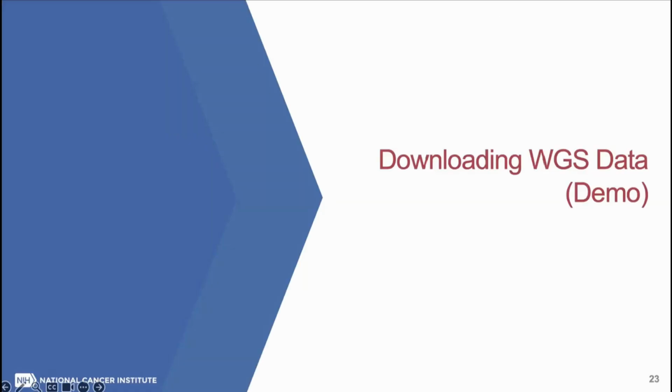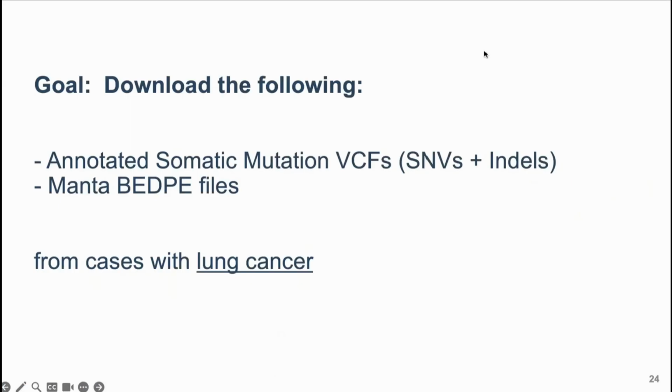Thanks, Inu. And now I'm going to give you a short demo on how to download this whole genome sequencing data. But before we actually get to the demo, I just want to set a goal for what we're looking to do, and that's to download the following. We're going to download the annotated somatic VCFs and the Manta BEDPE files from cases with lung cancer. And I underline lung cancer here because that's actually the first thing we're going to need to consider once we get to the demo.